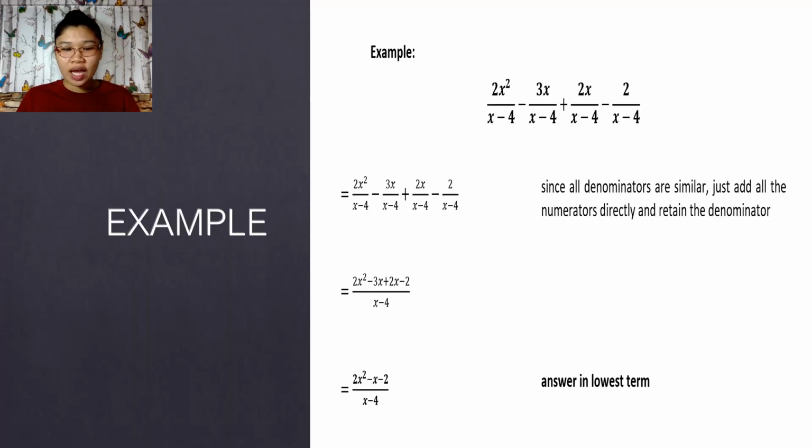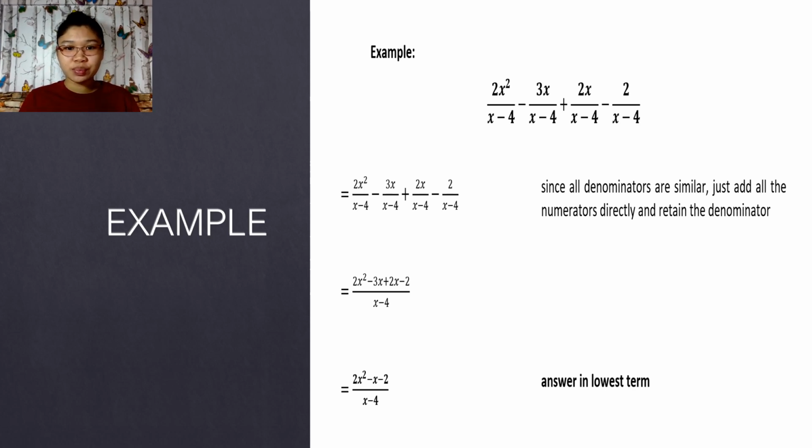As an example, we have here 2x squared over x minus 4, minus 3x over x minus 4, plus 2x over x minus 4, minus 2 over x minus 4. Since all denominators are similar, just add all the numerators directly and retain the denominator. That is in accordance with our similar denominator process that I mentioned earlier. Again, if it is unlike denominators, you will be getting the LCD, or the least common denominator, to be specific, since we are talking about fractions.